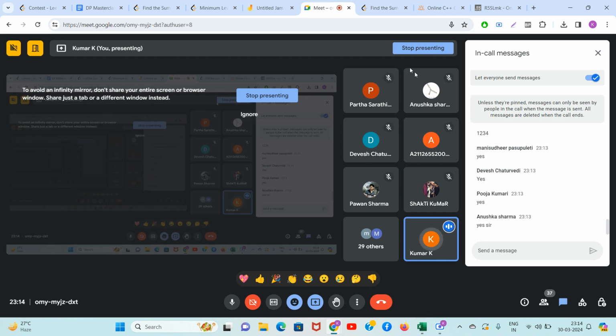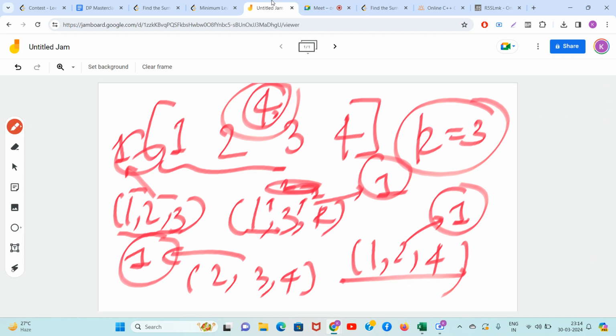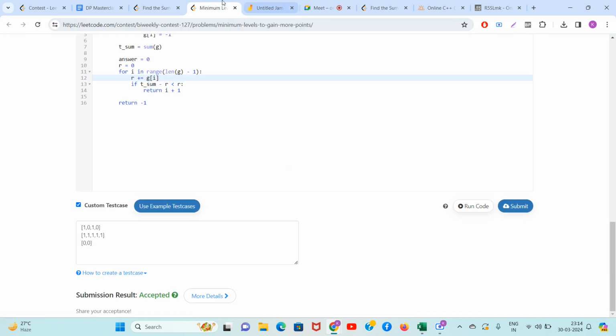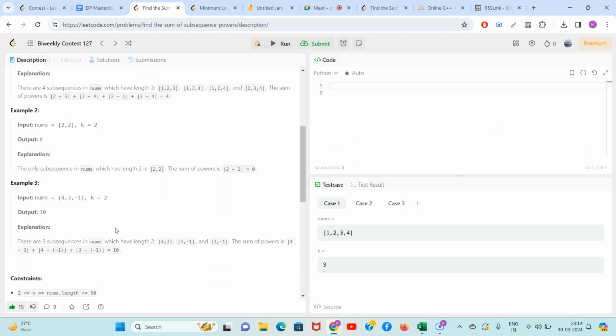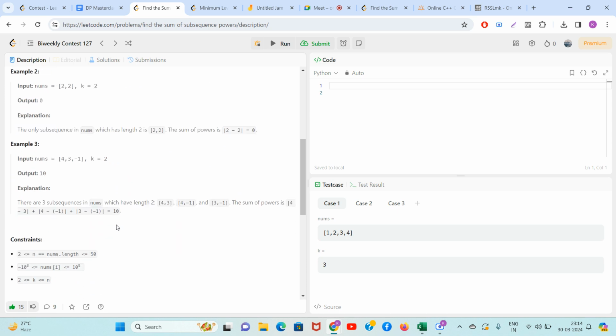Is that clear to you guys? Let me know. Okay, that is clear. Nice. So guys, like this in the question, many numbers will be given to you. The numbers can be from minus 10 raised to 8 to plus 10 raised to 8. But see, the length of the array can be only up to 50.